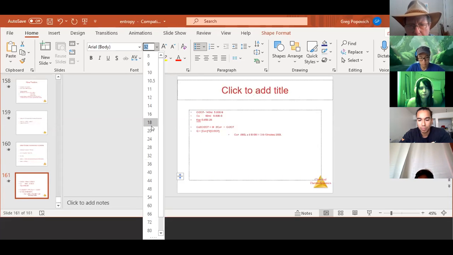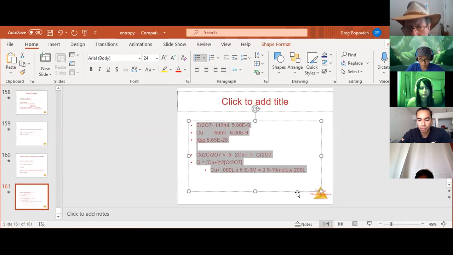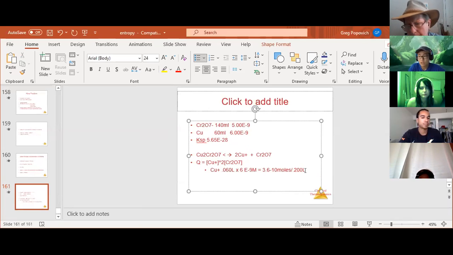Give me what that number is. Okay, so divided by 0.2. Should be somewhere like 1.8 times 10 to the minus ninth. Wait, where does the 0.2 liters come from again? Because the total volume is 140 and 60 milliliters. So that's 200 milliliters or 0.2 liters. Oh, okay.